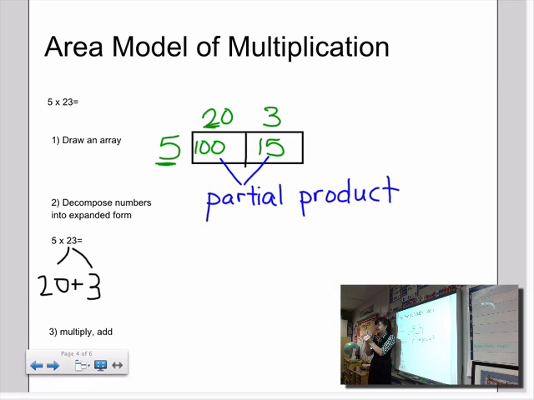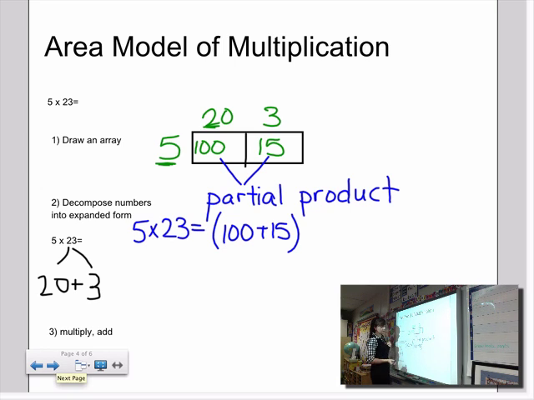When I think of coming together, these two parts need to come together to show the total product. What operation do you think I'm going to have to use to combine these two parts to make a whole? What operation comes to mind? Claudia? Addition. Yes, we're going to add these two partial products together to find our total answer. So now I am going to do 100 plus 15 to help me find my final answer to our question. 5 times 23 equals 100 plus 15.